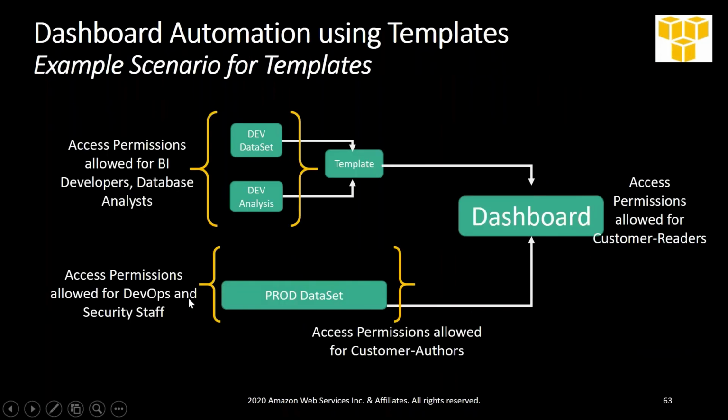Why is this important? An example scenario where this might be important is in highly regulated industries. There is strict segregation between who can access production data, right? And with GDPR and CCPA, there is even more control about who within the company can access data, even beyond dev or stage or QA environments. So in a typical case, the BI developers and database analysts have permissions to access the dev dataset. So they can go ahead and create the dataset, create the analysis, and so on. But only DevOps and security staff have access to the production dataset.